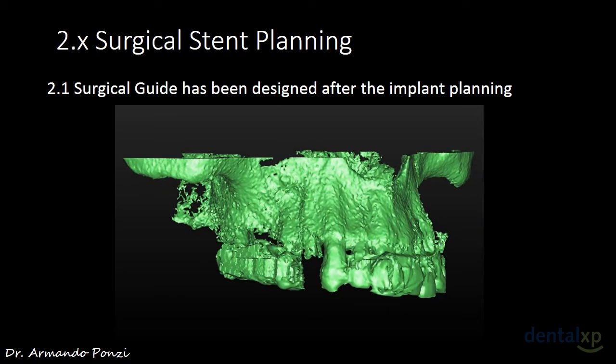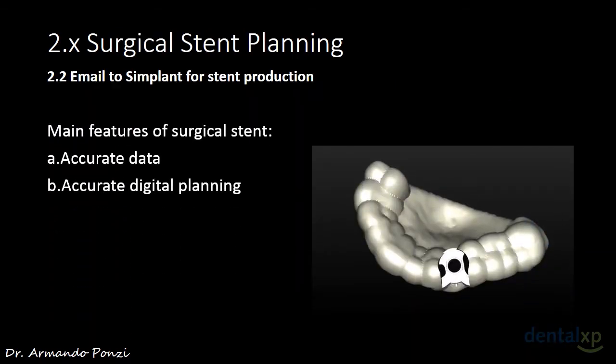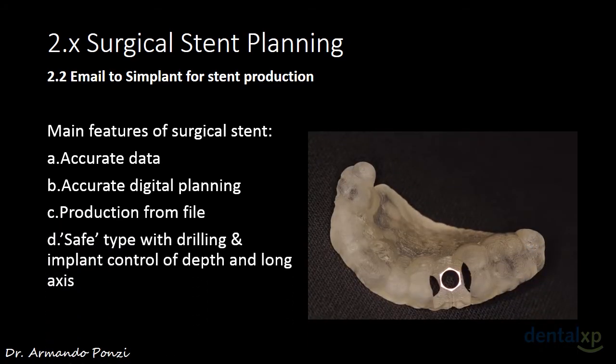Once the implant has been correctly positioned into the space and into the bone, the surgical guide is going to be designed over the very first impression that we see here in pink, superimposed over the CBCT. Once the surgical stand planning has been completed, we email the file to Simplant for stand production. We see here the main features of the surgical stand. We must have accurate data and an accurate digital planning and a production from file. We used in this case a SAFE type one with drilling and implant control of depth and long axis.